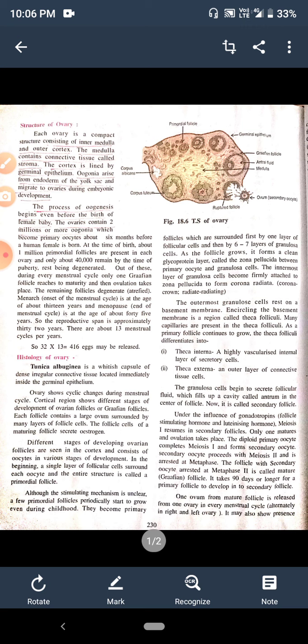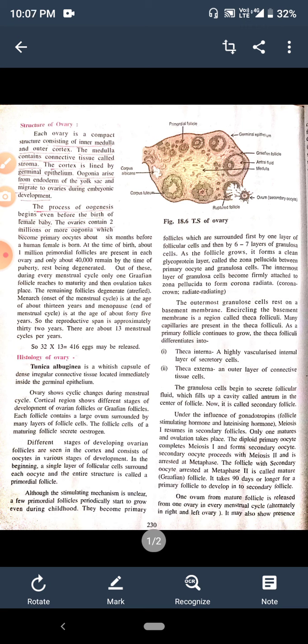See, once again we will see the outermost granulosa cells rest on a basement membrane. See here, these are the granulosa cells which are surrounding this oocyte. So in between granulosa cells and oocyte there is another layer that is called as the zona pellucida, and you know that granulosa cells are attached to the zona pellucida, right? And that structure is called as corona radiata.